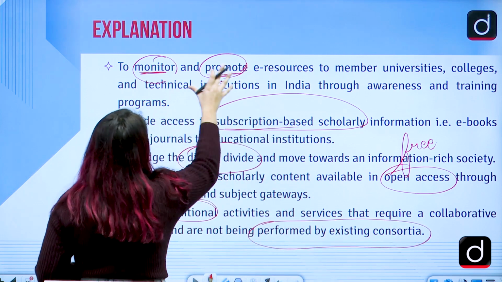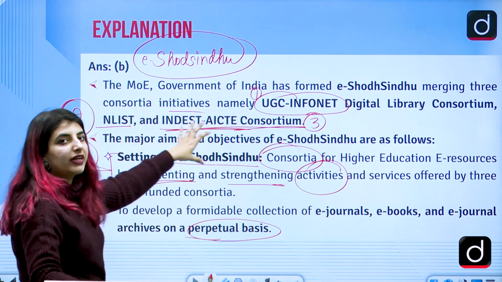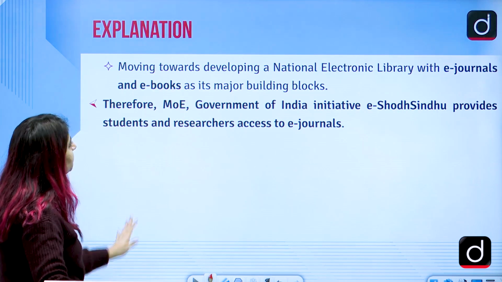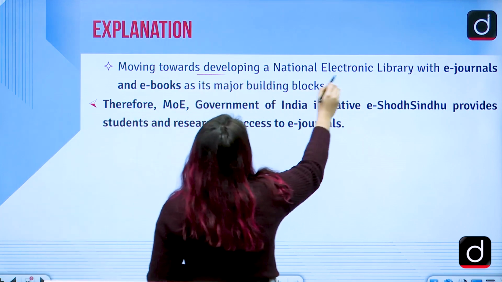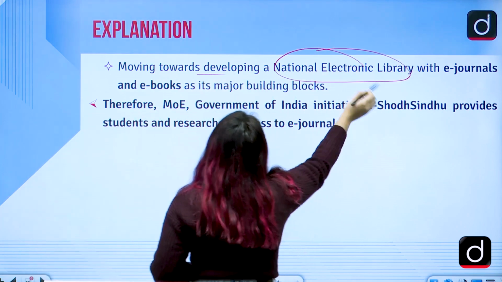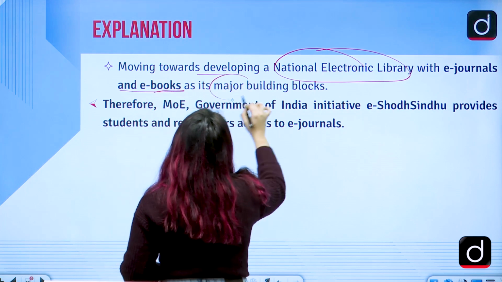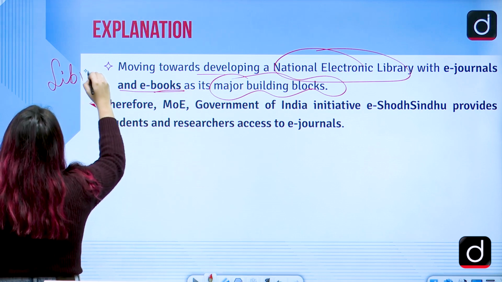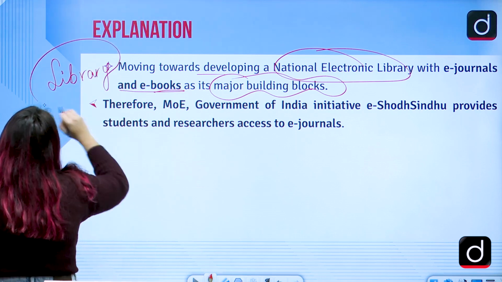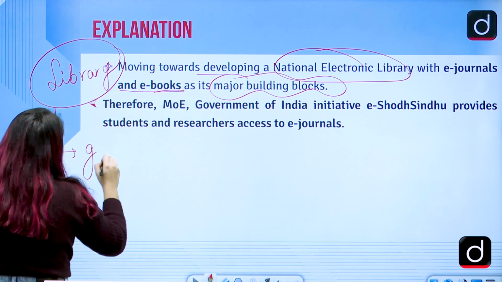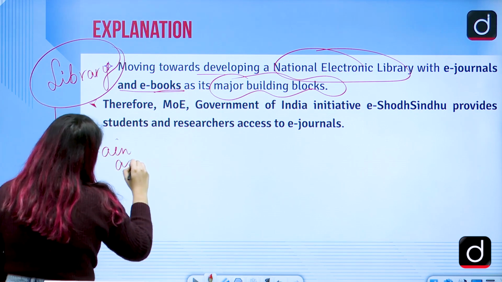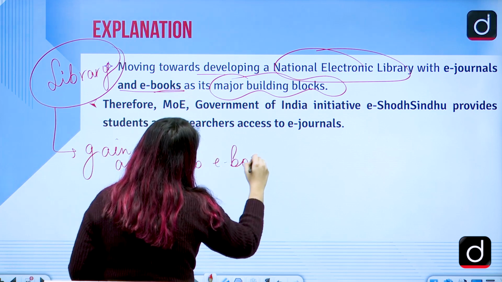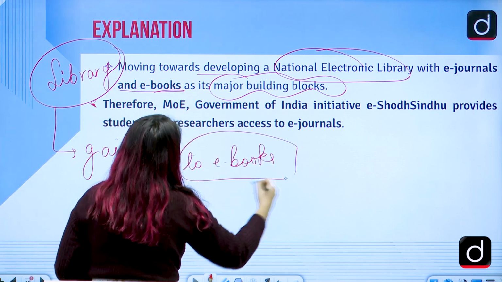Take up additional activities and services that require a collaborative platform and are not being performed by existing consortia. So, anything which these 3 consortia are not including should also be included. Moving towards developing a national electronic library with e-journals and e-books as its major building blocks. Basically, to create an electronic library from where students can gain access to books, correct? And those books are e-books in nature.